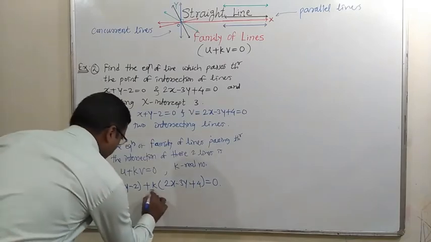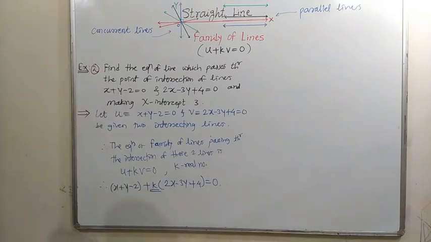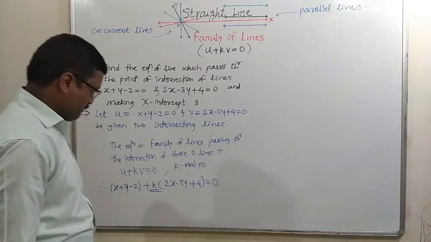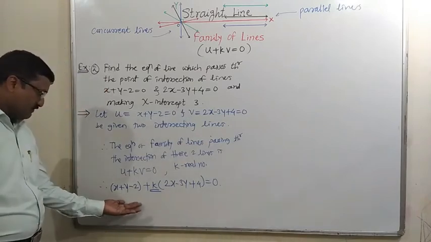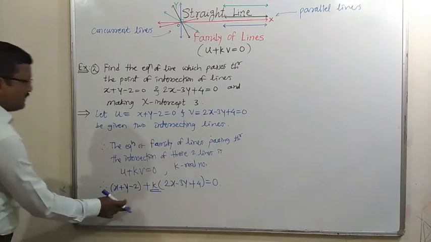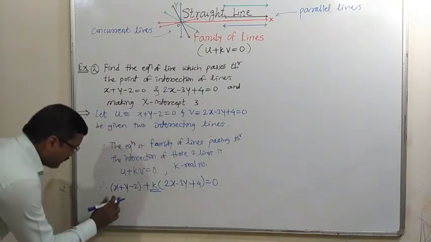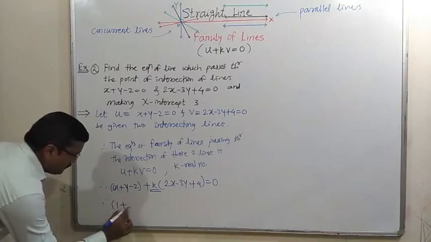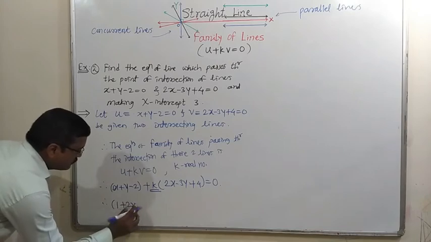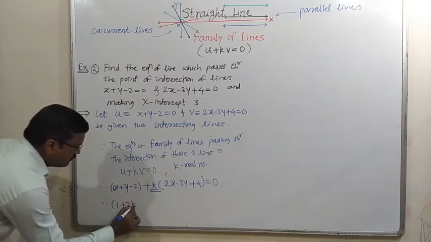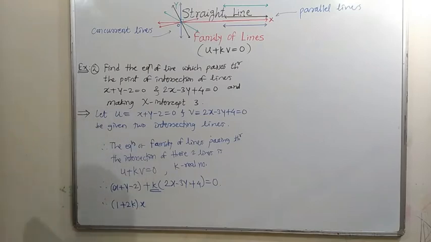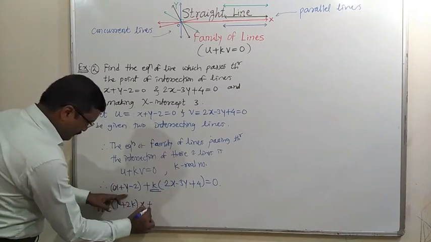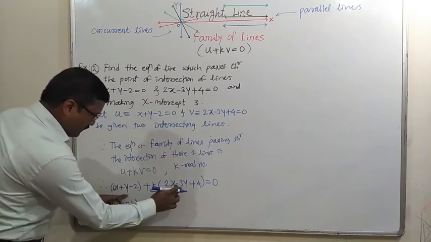So this will be the equation of the family of lines. But here only k is unknown, which we have to find. For that, the condition given is that it makes x-intercept 3. So first we will simplify this equation and find the x-intercept of this line. The coefficient of x is 1 plus 2k. What we have done is collected the x terms, then the y terms. The coefficient of y is 1 minus 3k.